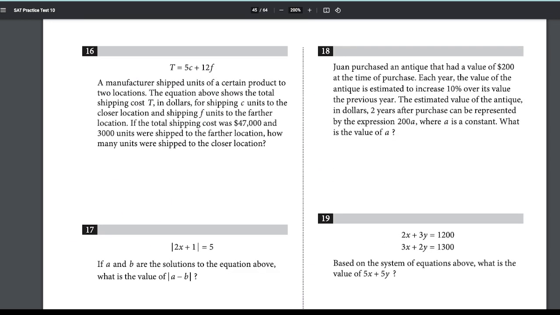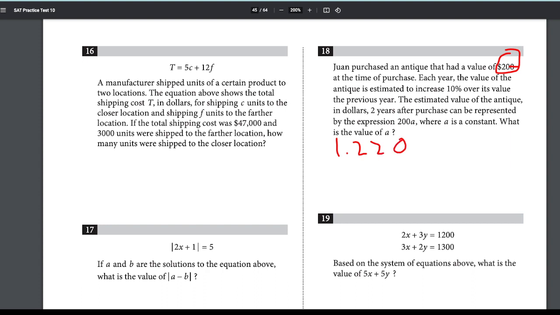18. Juan purchased an antique that had a value of $200 at the time of the purchase. Each year, the value of the antique is estimated to increase 10% over its value of the previous year. The estimated value of the antique in dollars 2 years after the purchase can be represented by 200. Okay, so the initial value of the purchase is 200, and then it's increasing by 10% every year. What is the value of A? So it's going to increase by 10% more. Well, what's 10% of 200? Just chop a 0 off. That's 20. So it becomes 220. So in the first year, it's worth $220.